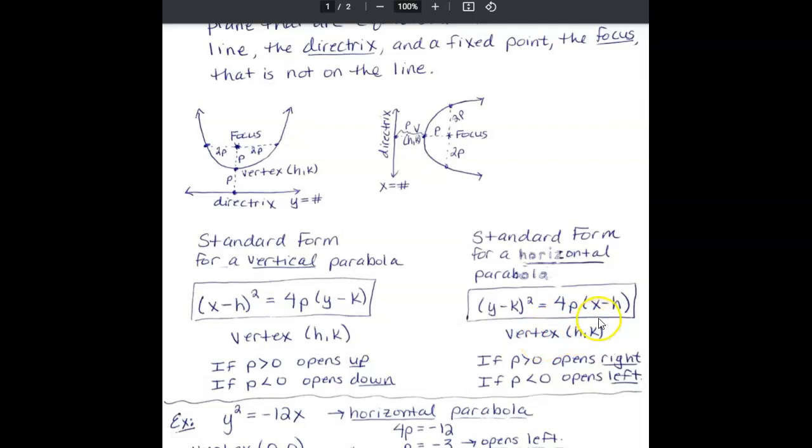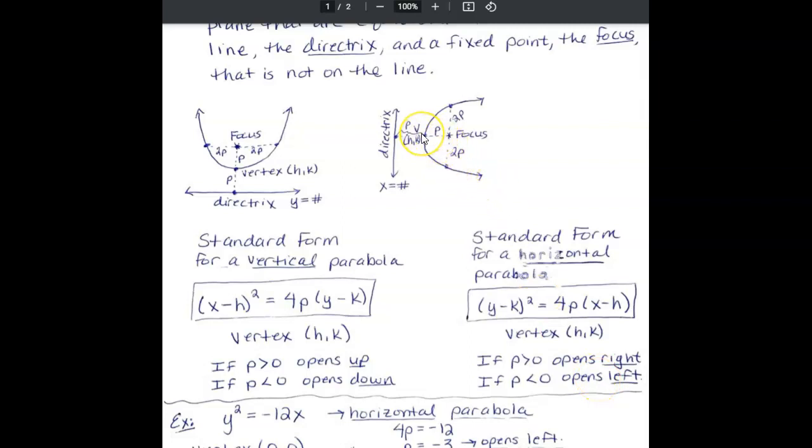So our vertex is still (h, k), just like always. h is with x, k is with y. It doesn't matter where they're at. In this situation, because it's horizontal, a positive value of p means opening to the right, and if p is less than 0, or negative, it opens left. So we're moving horizontally right or left based on the value of p.